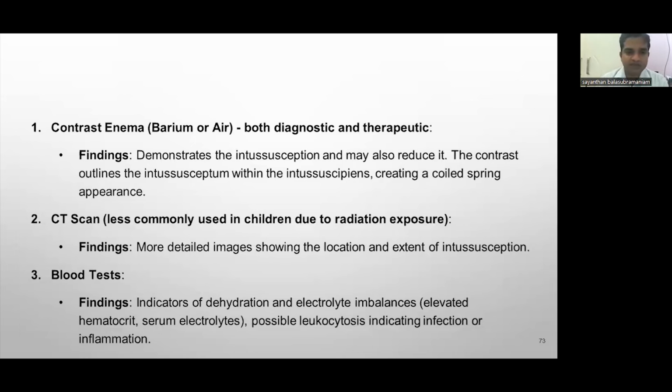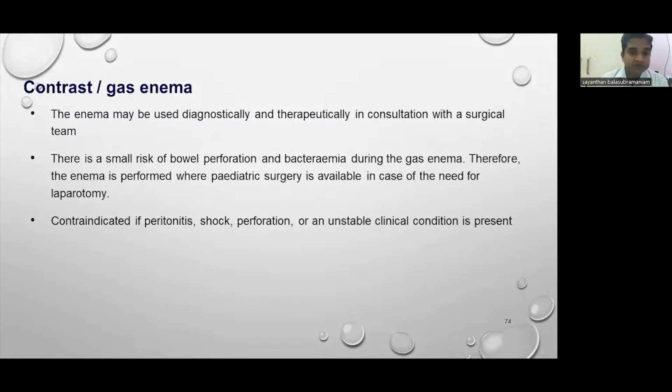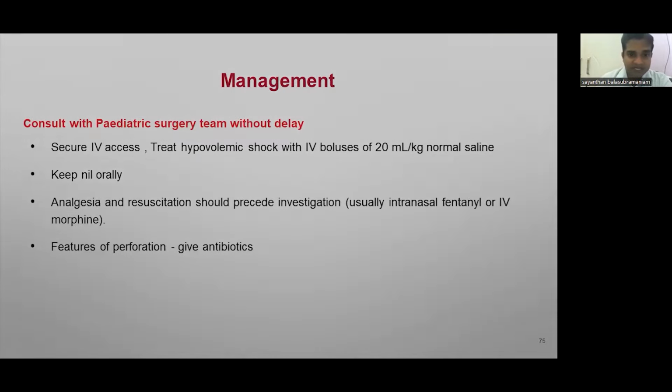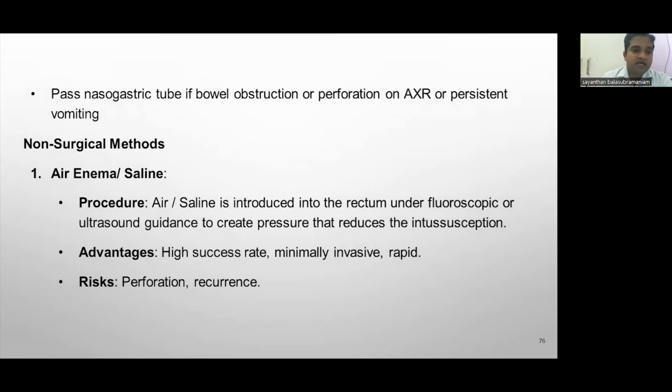Contrast enema is important. Contrast enema will help to treat the condition also, but if not available, you can do other methods of treatment. I will just say how to do the treatment. Non-surgical management: air enema or saline enema. This telescoping transient obstruction will be there. So you are going to push the saline from the bottom or air from the bottom, that means through the anus. So it will go and release the obstruction. That's a simple mechanism. But there are success rates, and sometimes failure rates also.